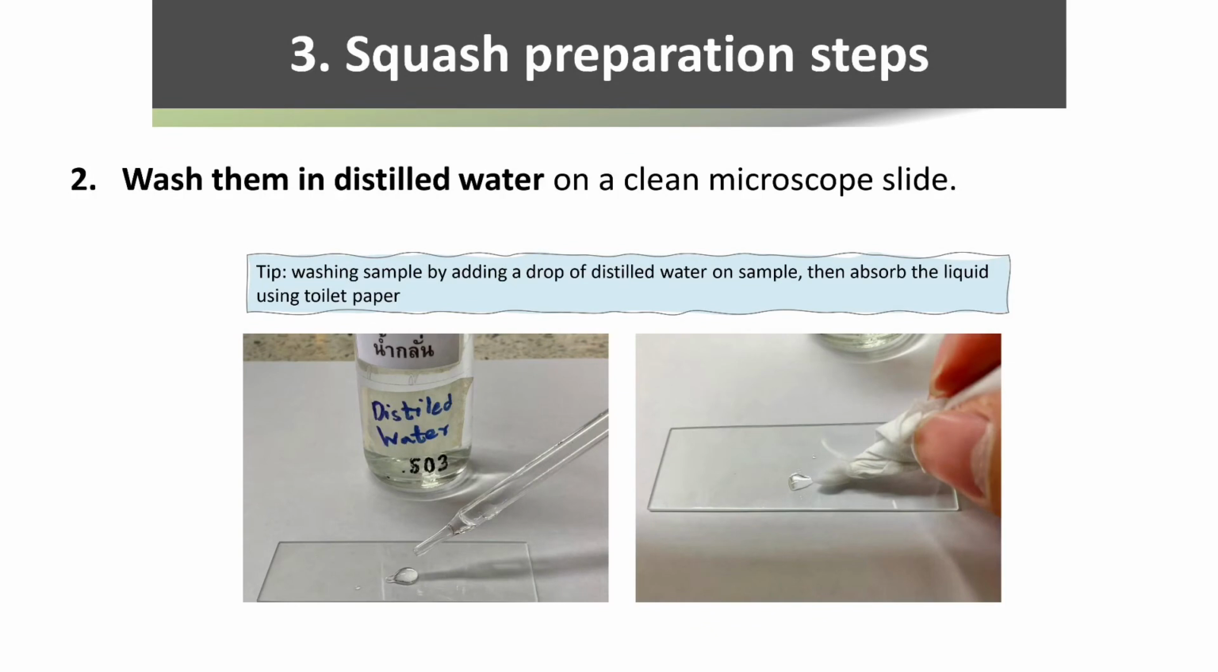In this step, distilled water is very important for cleaning your trimmed sample. First, put the sample on a microscope slide. Second, place a drop of distilled water on the sample. Finally, use toilet paper to absorb the water back. We note that the toilet paper can be used in different ways, depending on individual technique.